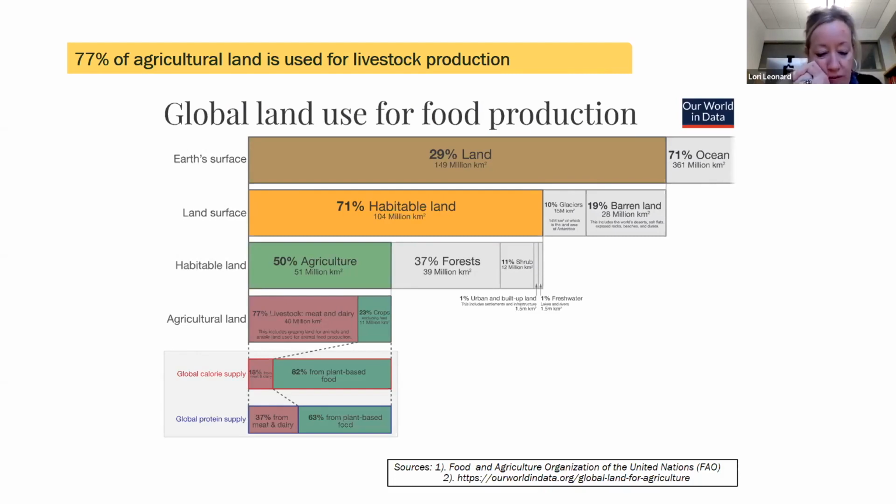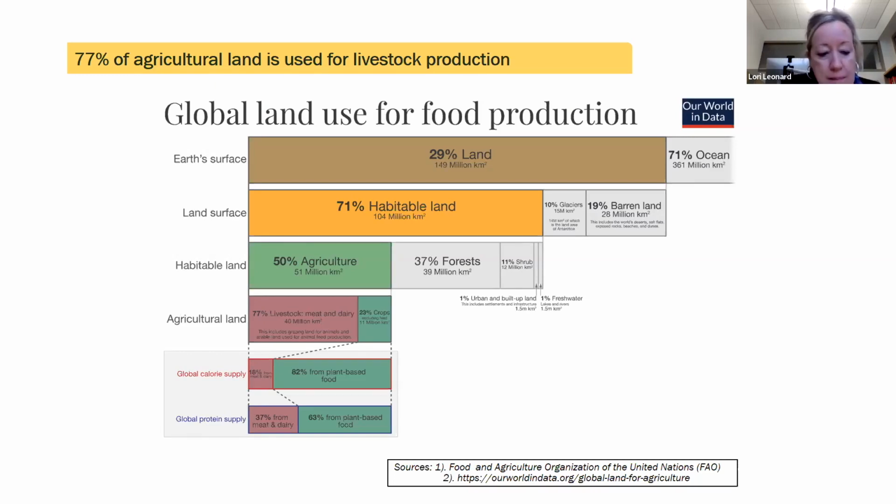The first row of it shows that just 29% of the Earth's surface is land. The second row shows that about 71% of that land is habitable. The rest of it is glacier or desert or salt flat or some other formation that makes it unfit for human habitation. The third row, which I think is the key line in the graph, is that we are currently using half of that for agriculture. About 37% of the remainder is forested, 11% is shrubland, with very tiny proportions that make up our cities and freshwater waterways.